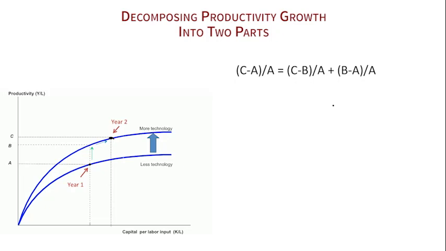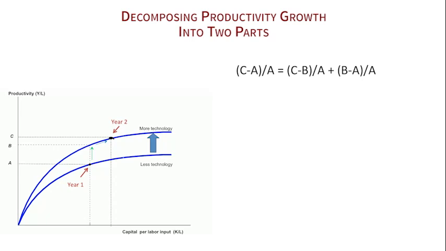And that's divided into these two terms. One is C minus B, and you can see that in the diagram over here. That's the amount due to movement along the curve, and the B minus A, that's the shift of the curve. And both of these we've divided through by A so that they're percentage or growth rates. C minus B over A is the percentage change that's due to movement along the curve. B minus A over A, the percentage change that's due to the shift of the curve. Okay, so that's all there is to it.